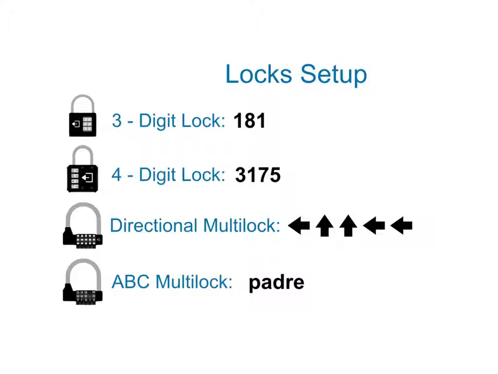The 3-digit lock will be found on the small lock box. Set that one to 181. The 4-digit lock will go on the hasp on the large lock box, 3175. The directional multi-lock also goes in the large lock box, and that would be left, up, left, left. The ABC multi-lock will be set to Padre. The hasp will also include a key lock.